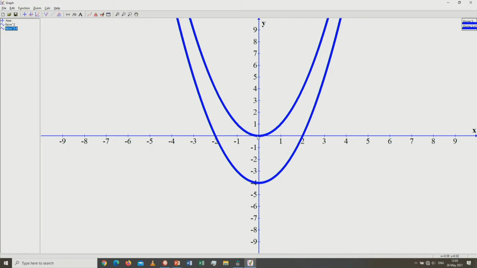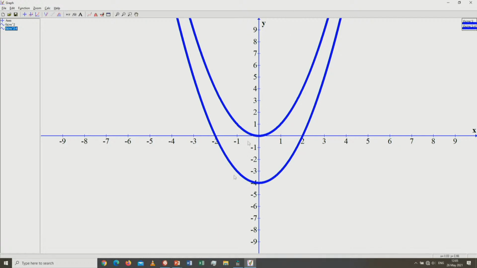Now, why am I saying that? This is 0 here. Look at the distance from here to that side. It's 2: 1, 2. And also look at the distance from this to that. It's also 2: 1, 2. So can you see now? It divides this graph into two equal parts.